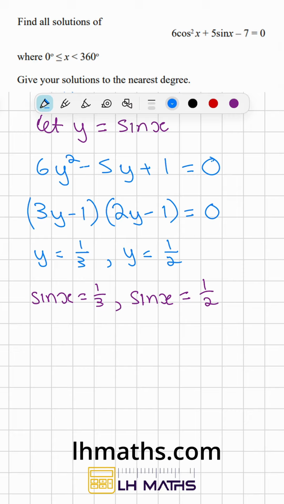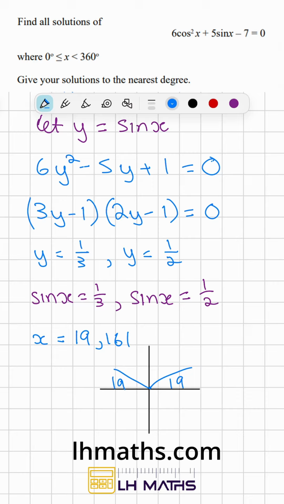if you were to work that out, then you would get x is equal to, remember this is to the nearest degree, so we get x is equal to 19, okay? And if you want to know how to look at your next point as well, if we draw a little CAST diagram here we get 19 here, and we get another 19 here, so 180 minus 19 is 161, okay?